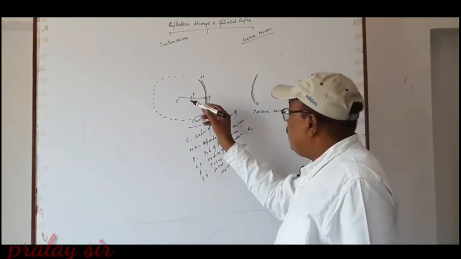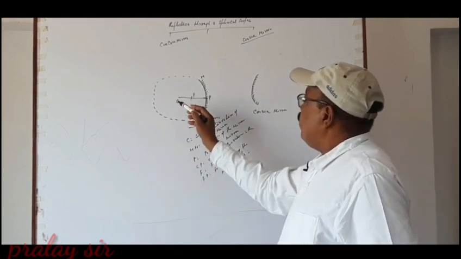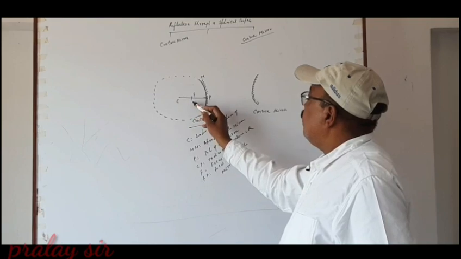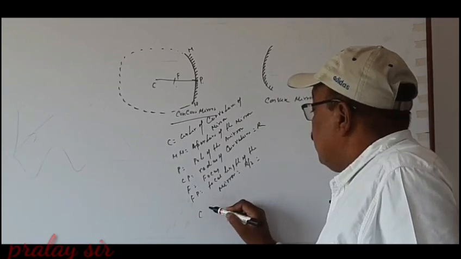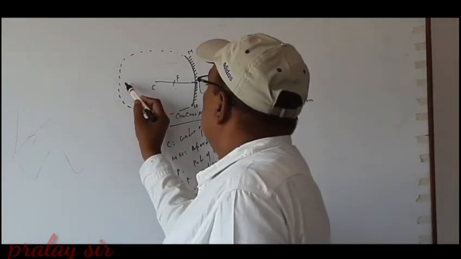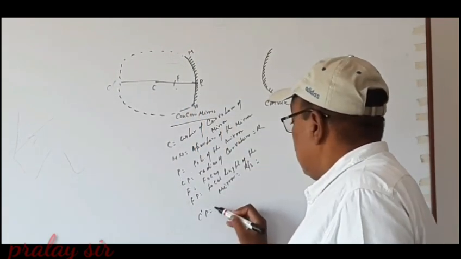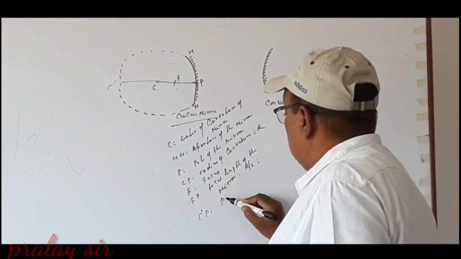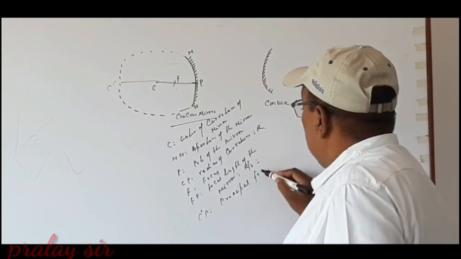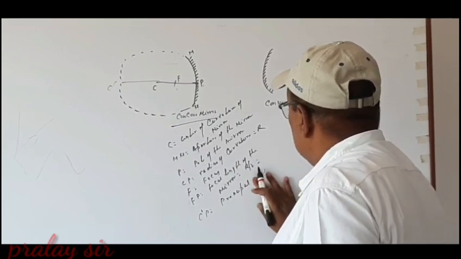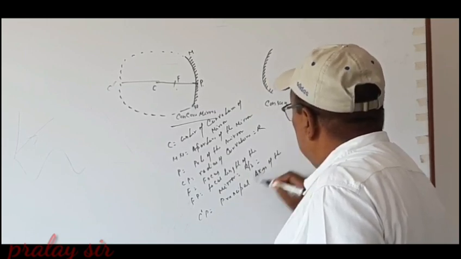And one thing I have left here, CP. See, if you draw a line joining the center of curvature, going through the focus and reaching the point P, it is known as the principal axis. Definitely, we can trace back here. So C dash and P is the principal axis of the mirror.